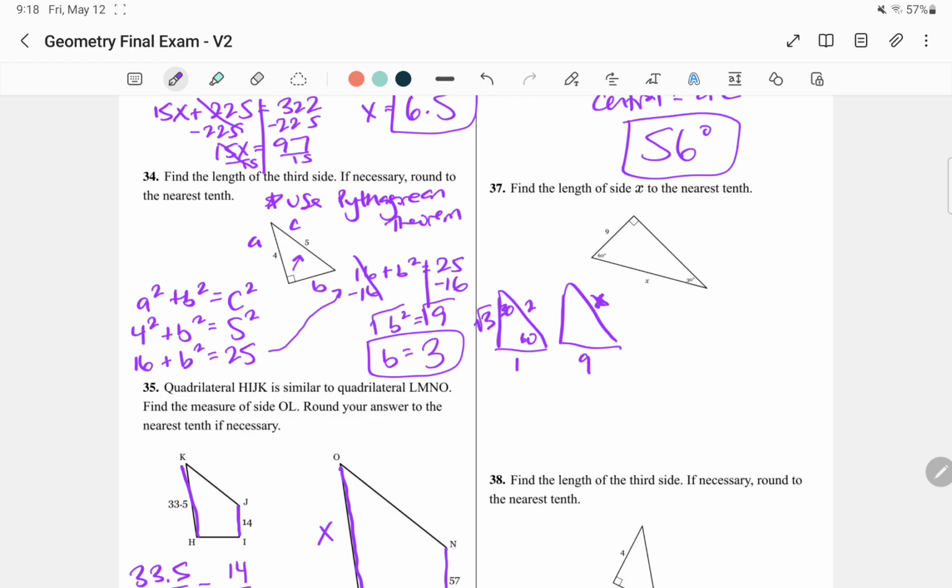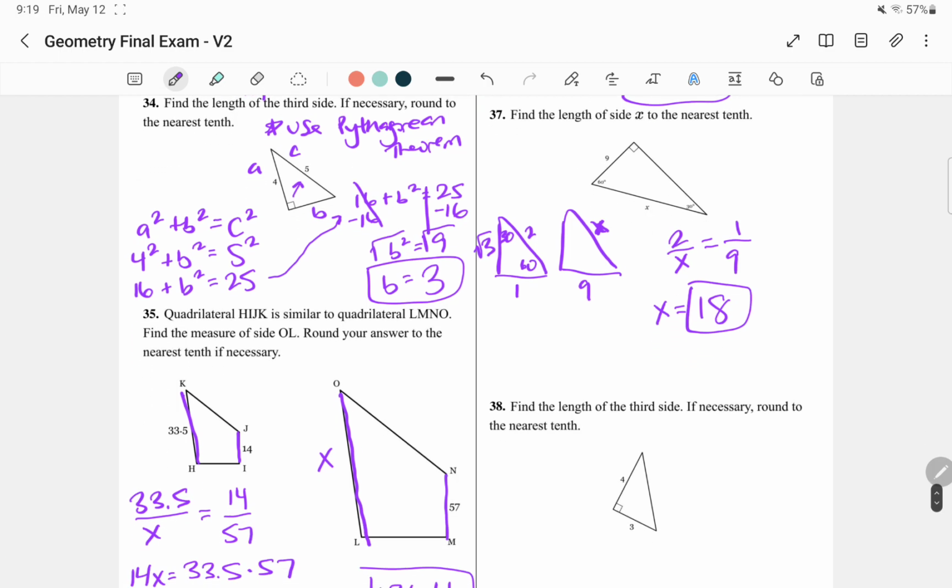So I'm going to use this now to set up my proportion. Let's go left to right. So 2 over x, hypotenuse to hypotenuse, is equal to 1 over 9, bottom to bottom. Okay, so now I've set up my proportion. So now I can cross multiply, butterfly. X times 1 is just x. 2 times 9 is 18. So my answer is 18.